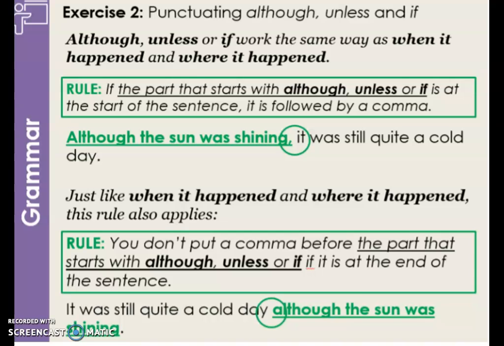But the same rule also applies the other way. You don't put a comma before the part that starts with although, unless, or if it is at the end of the sentence. Example, it was still quite a cold day, although the sun was shining. No comma needed there because it's at the end, the bit that begins with although, unless, or if.